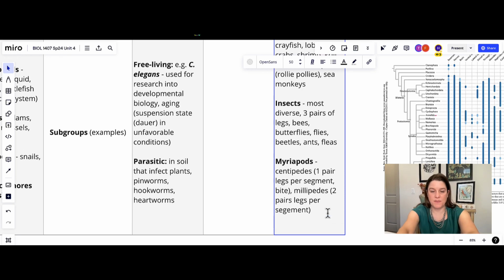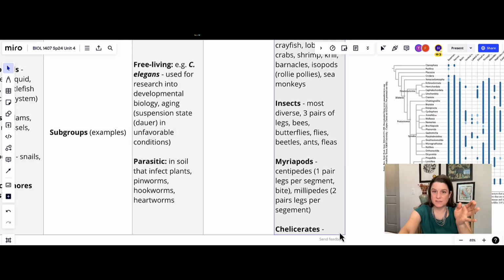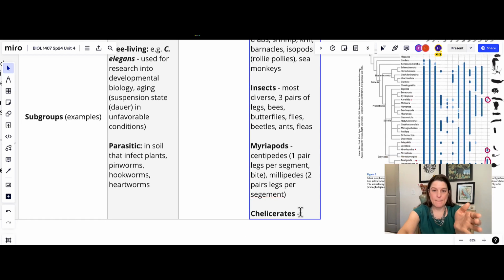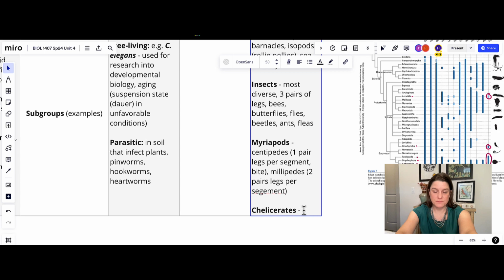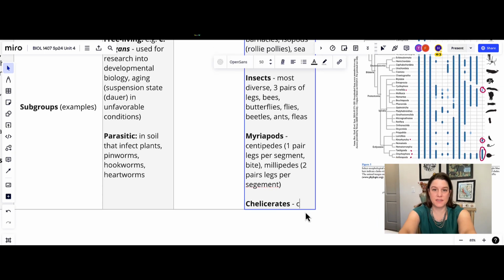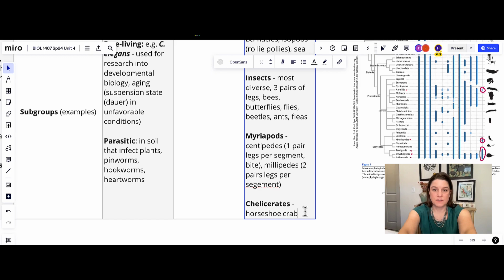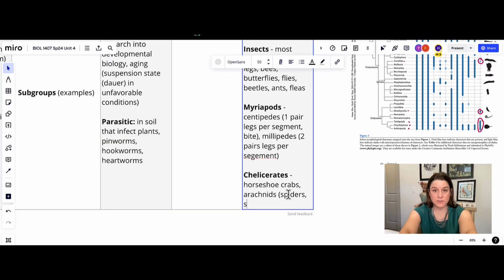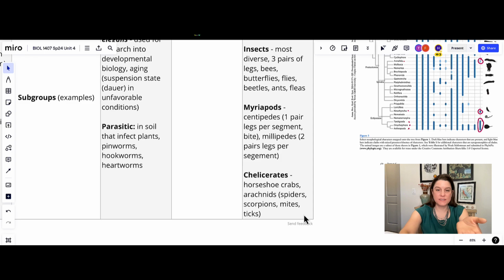And then the last group we have, so I could ask you the difference between millipedes and centipedes and to know that they're myriapods. I could ask that. Chelicerates, so it's a K sound. Chelicerates include the horseshoe crabs, and they include the arachnids. Arachnids are spiders, as you probably know, but they also include scorpions, mites and ticks. Chelicerates have these chelicerae. They're like pinchy things at the front, right around their mouth. They've got a pair of chelicerae.